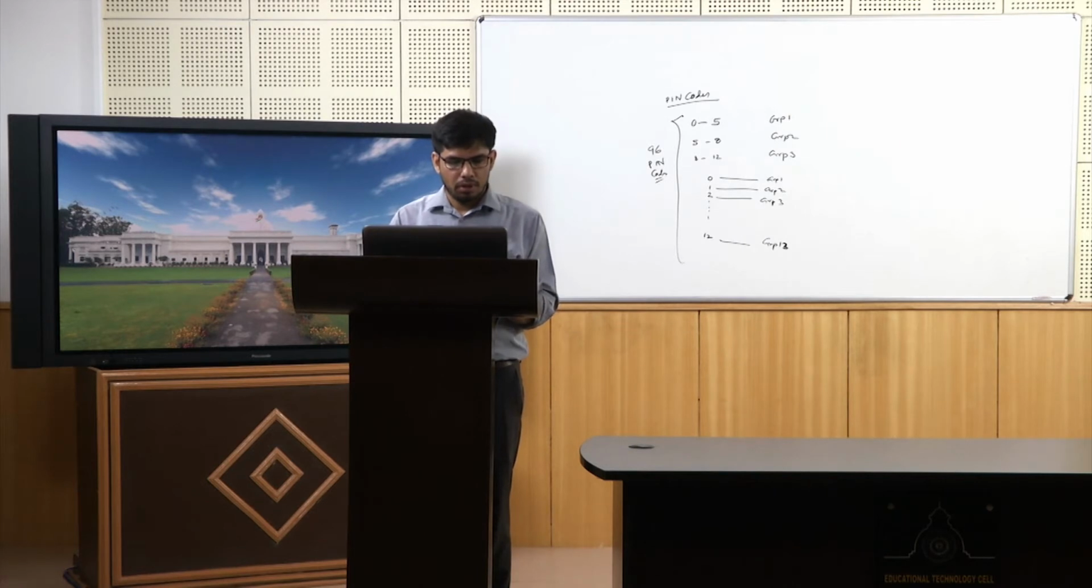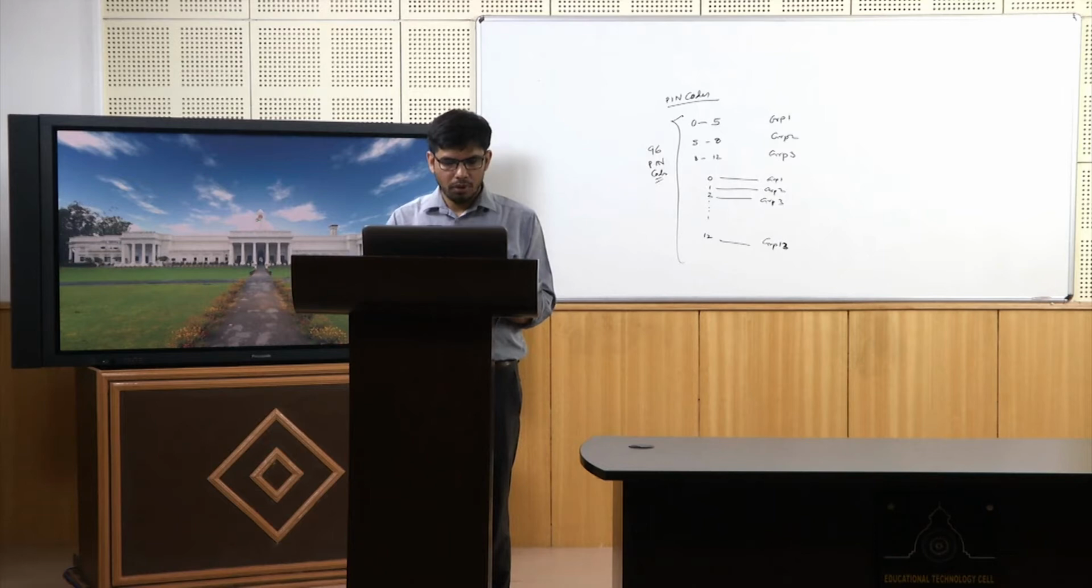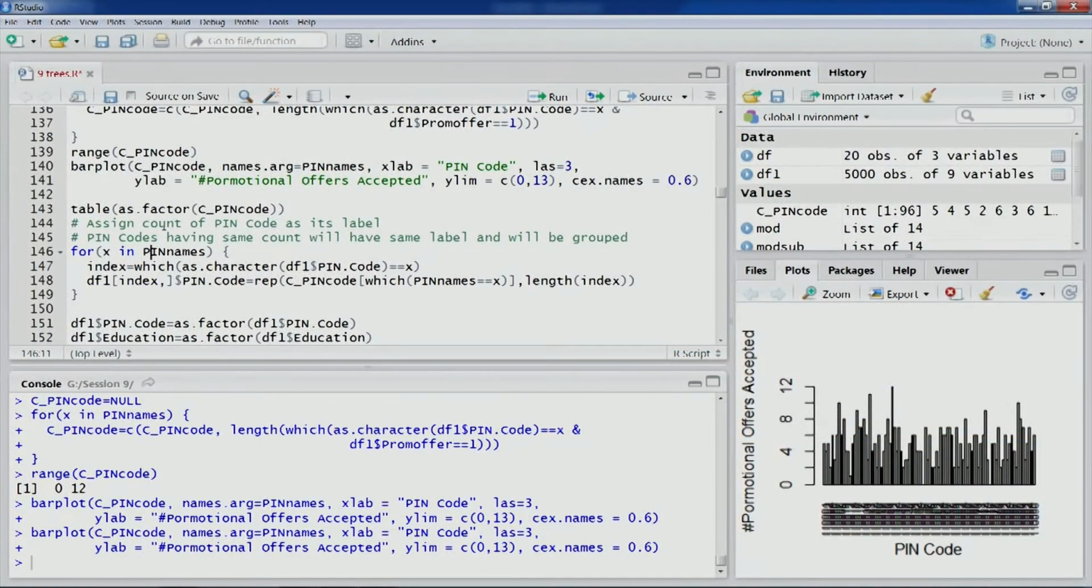groups. So this particular loop, as you can see, what we are trying to do here is assign the count of pin code as its label. So pin codes having the same count will have the same label, and therefore that is how they will be grouped. So in the loop, you can see x in pin names. So for all the pin codes that are there, the loop will run for those many pin names, for each of them.